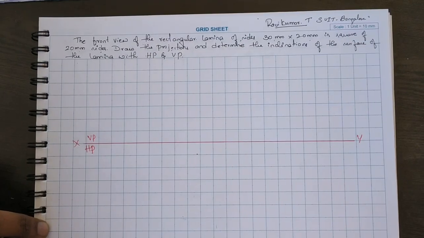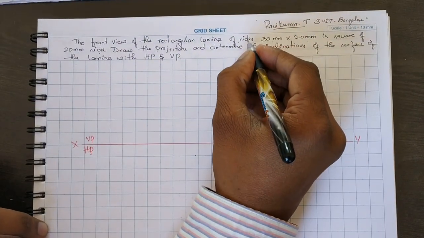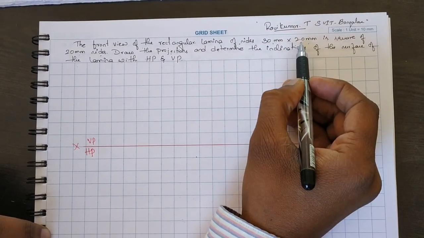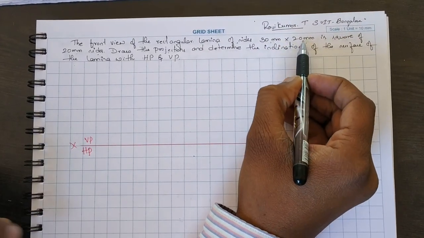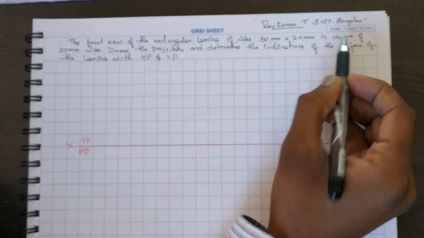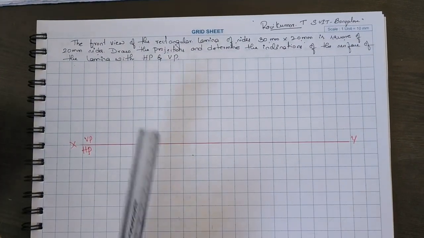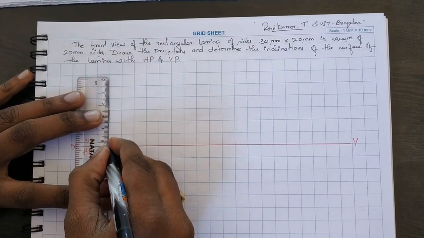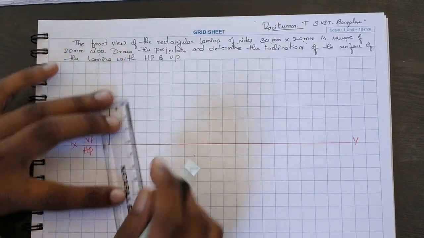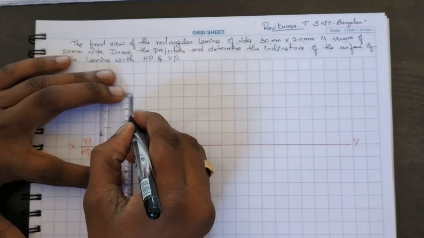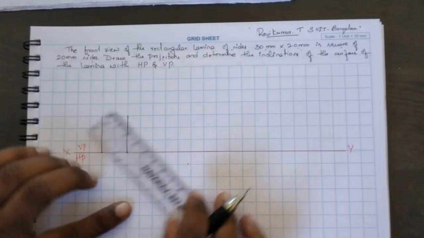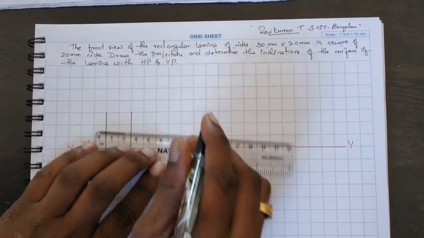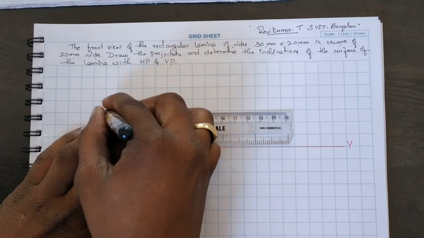See, here you have to construct the surface of the lamina on the xy line. So first take 30 into 20. You take the rectangle of 30 into 20, then you construct the square. So first I will take the 30 into 20 rectangle. First we'll take 30. This is a different method, okay?